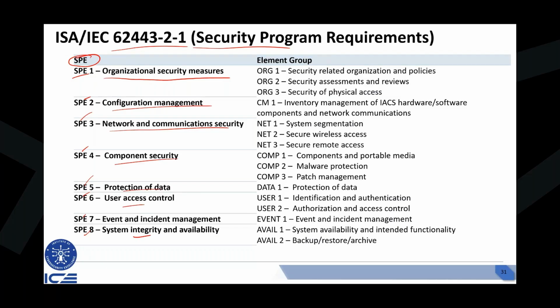Within each group, they have subgroups, element groups. For example, in the case of network and communication, there's NET 1 for system segmentation, another one for wireless access, another one for remote access. And within each of these element groups, you have the actual security controls. I'll show you an example of that. I think I picked the element group users.